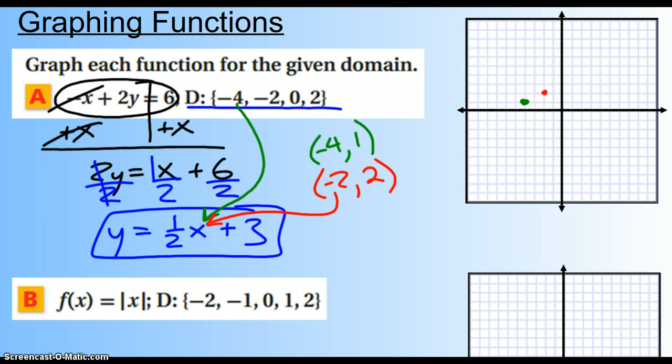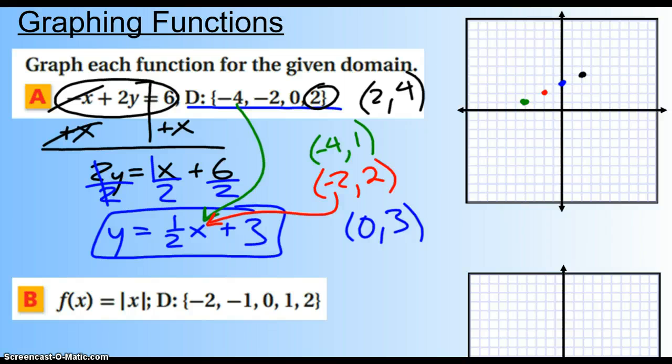Alright, and we're just going to continue doing that. So if I put 0 in, half of 0 is 0, plus 3, I get 3. So (0, 3) is the point. And now you can start to see a trend. We're going over 2, up 1. So I can bet that the next point is going to be right here. If I plug in 2 for x, half of 2 is 1. 1 plus 3 is 4. So (2, 4). There we go.